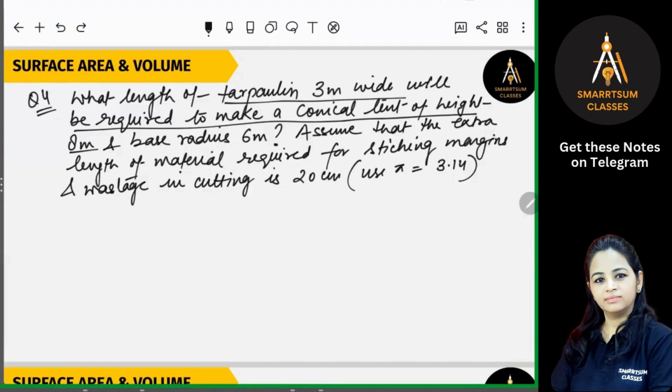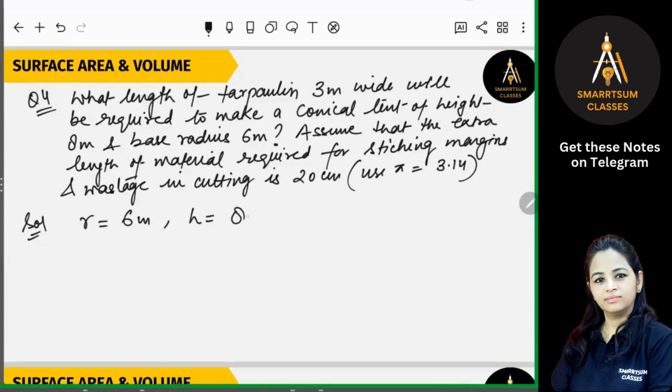Okay, so tarpaulin is that very hard, strong material cloth from which water cannot pass through, right? Now what is given here? Base radius of the tent is 6 meter and height of the tent, that is h, is 8 meter, right? So from here we can easily find the slant height of the conical tent.